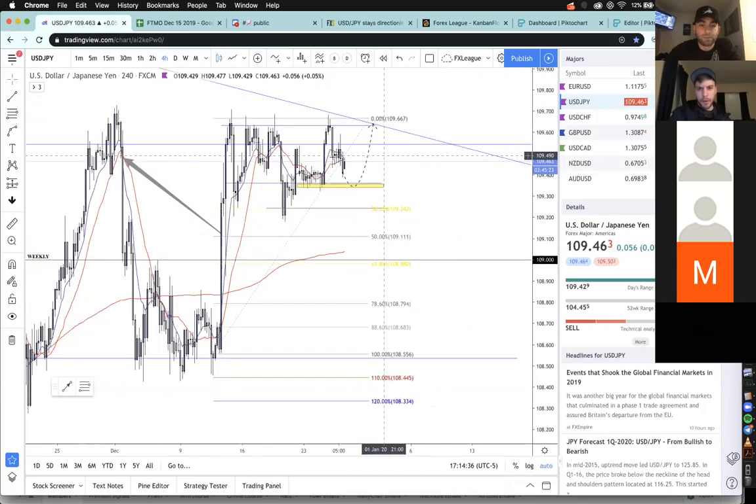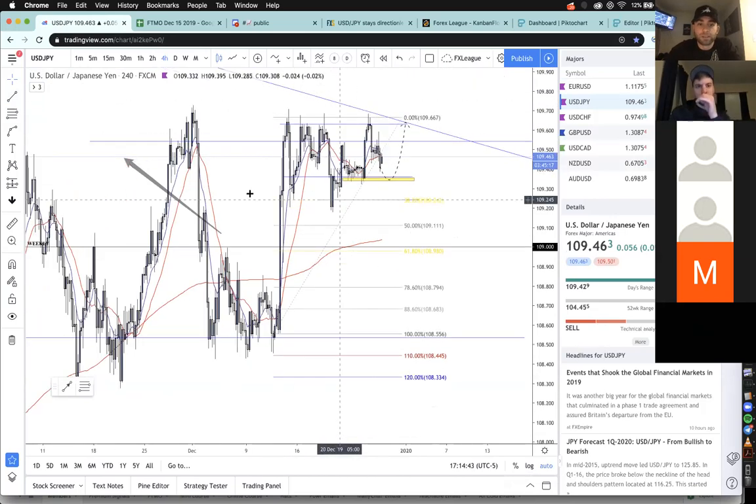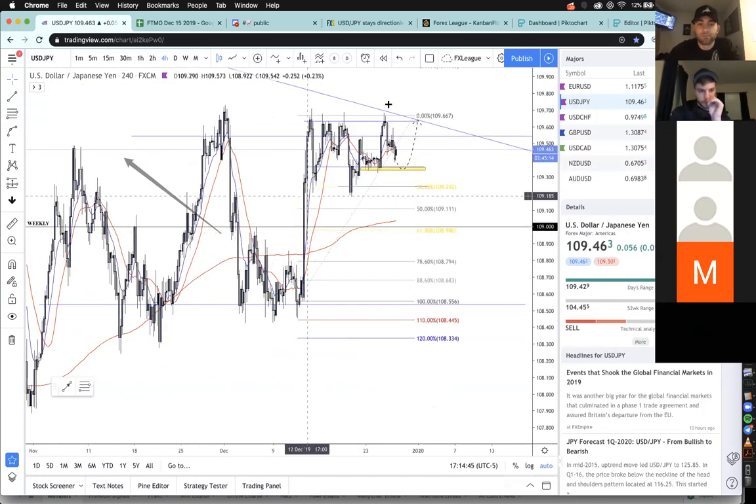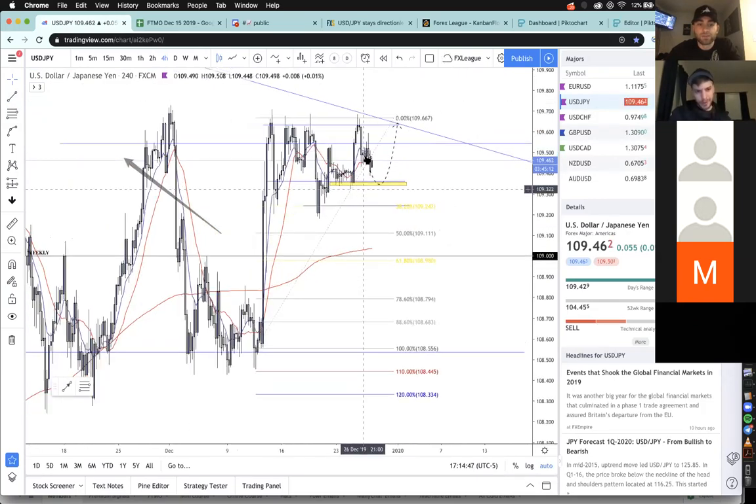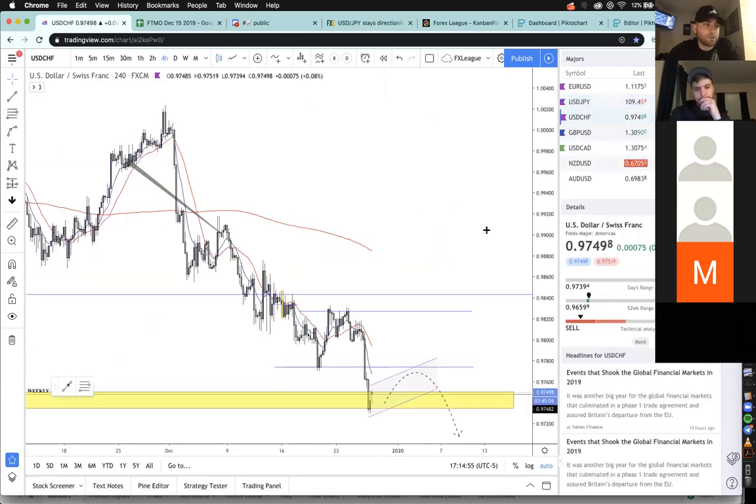Overall, we are going to keep in mind that we have this bearish trend line and the 200-day, and we're forming that weekly lower high. But until this bullish trend breaks, or transitions in any way on this 4 hour time frame, we're going to maintain a buyer sentiment for now. That's USD JPY.